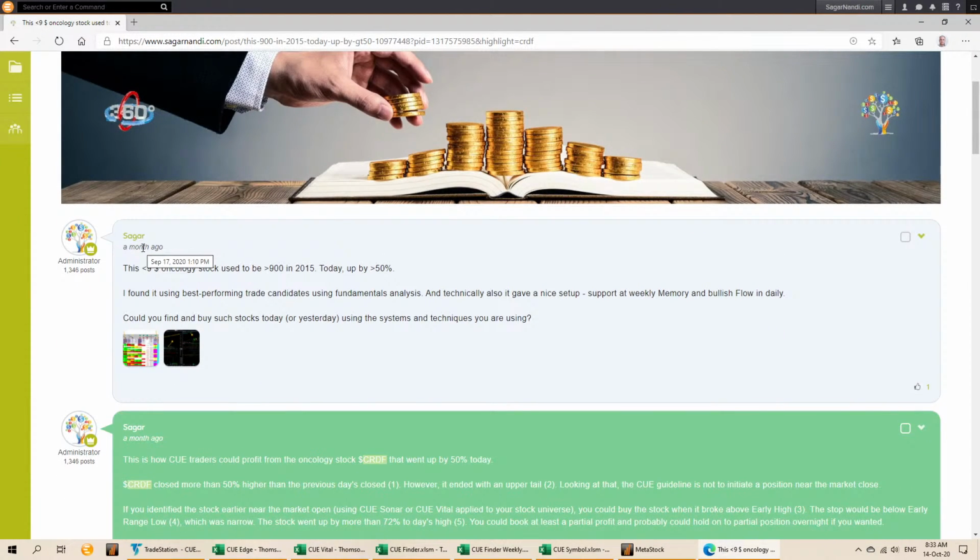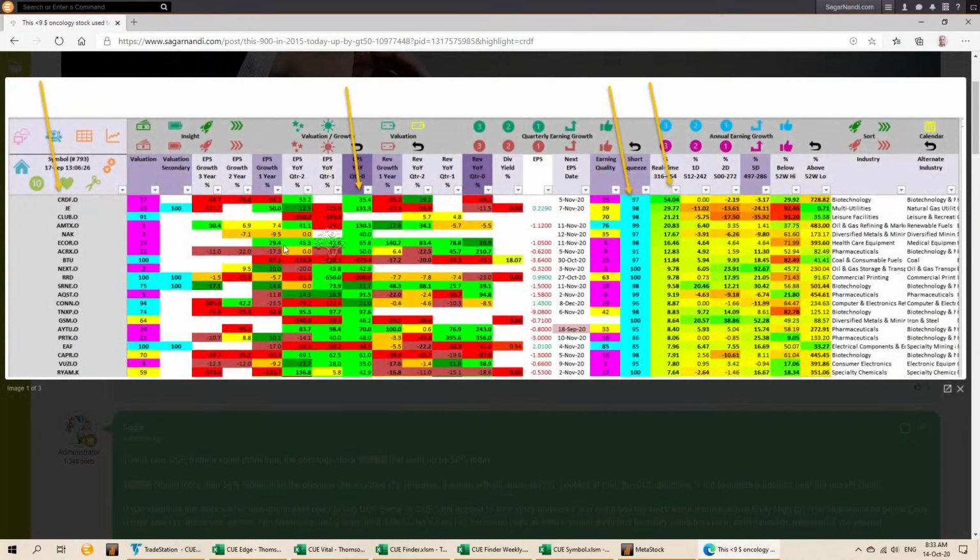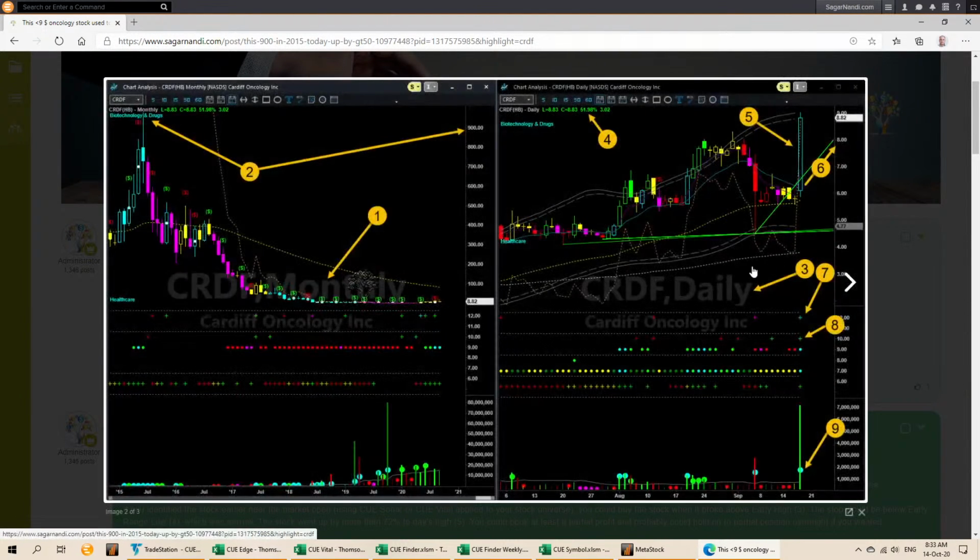I shared it 1 month ago, 17th September. I found CRDF using the same approach I was showing you just now. I found it as a stock having great earnings growth, a short squeeze potential, and by the time I shared the post, it went up by 54%. You could do this analysis soon after the market open and probably buy CRDF well before it went up by 54% on that day.